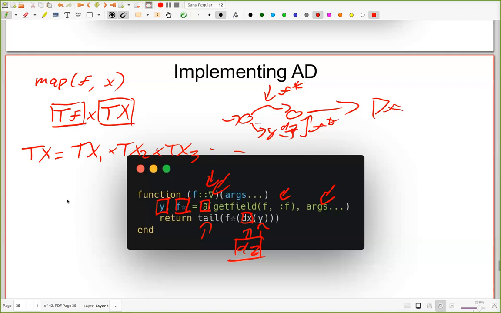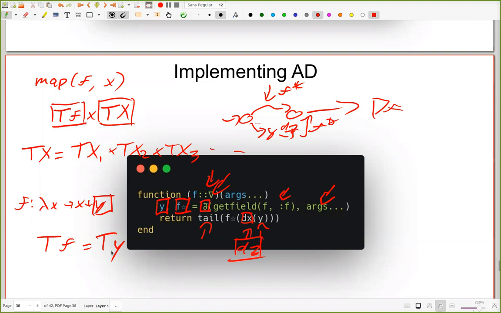If your function is lambda x plus y, and it captures y, then the tangent space of that function is a tangent space with respect to the closure environment of your lambda. So it'll basically be the tangent space of the value corresponding to y, whatever y is. So it'll be the tangent space of the capture environment.